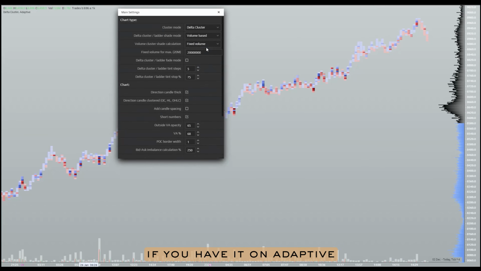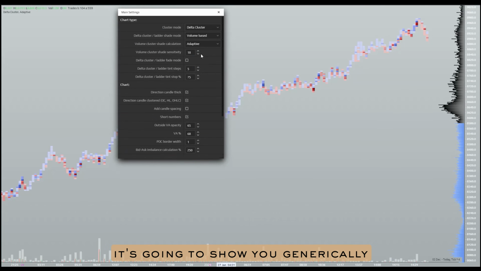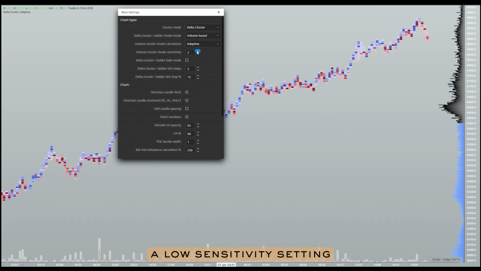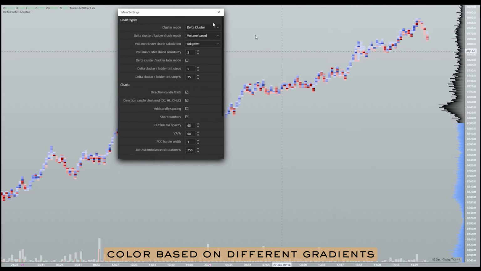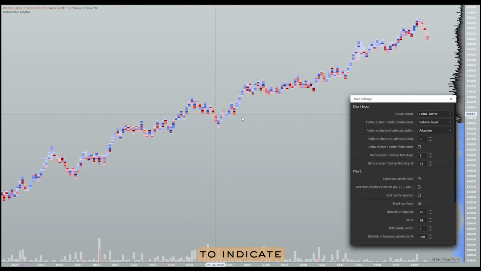If you have it on adaptive, it's going to show you, generically, a low sensitivity setting, so it's going to be around 3. This is going to include a lot of everything, right? It's still going to color based on different gradients to indicate where the high volume occurred. So the dark blue, the dark red, that's where the high volume amounts occurred.